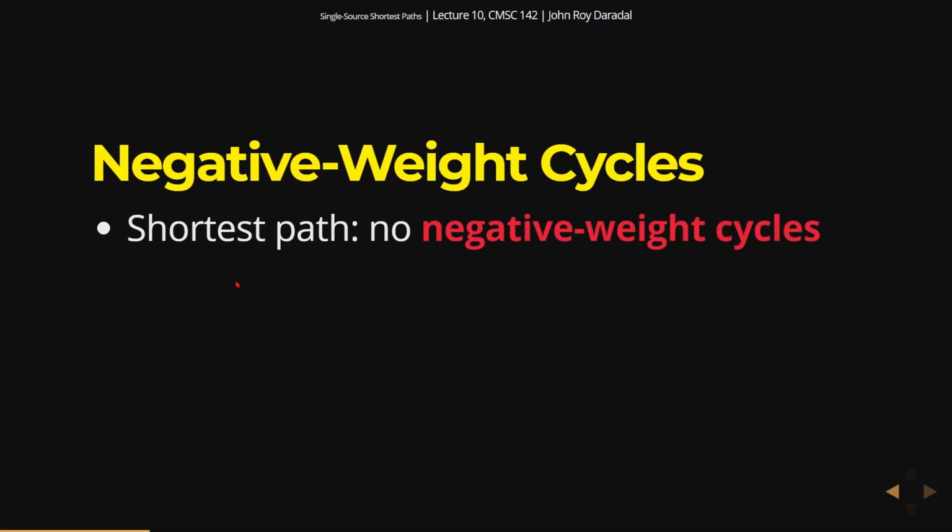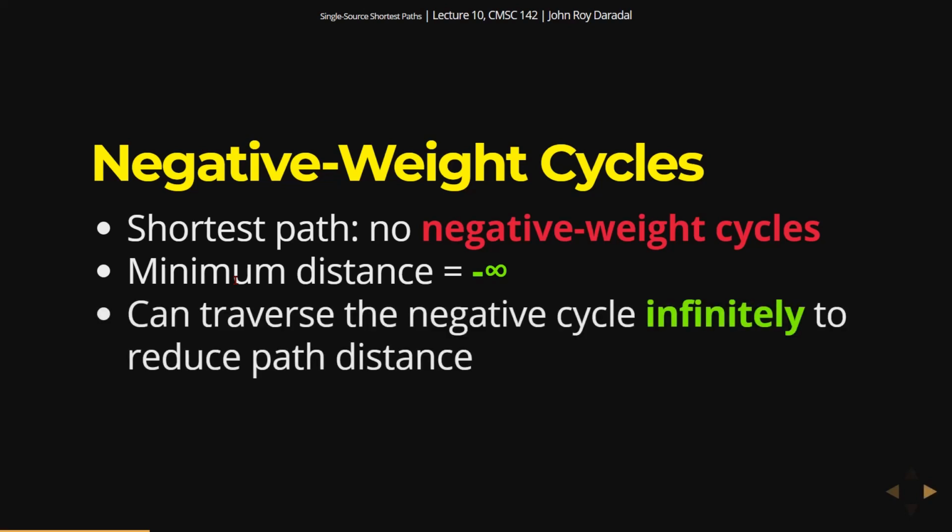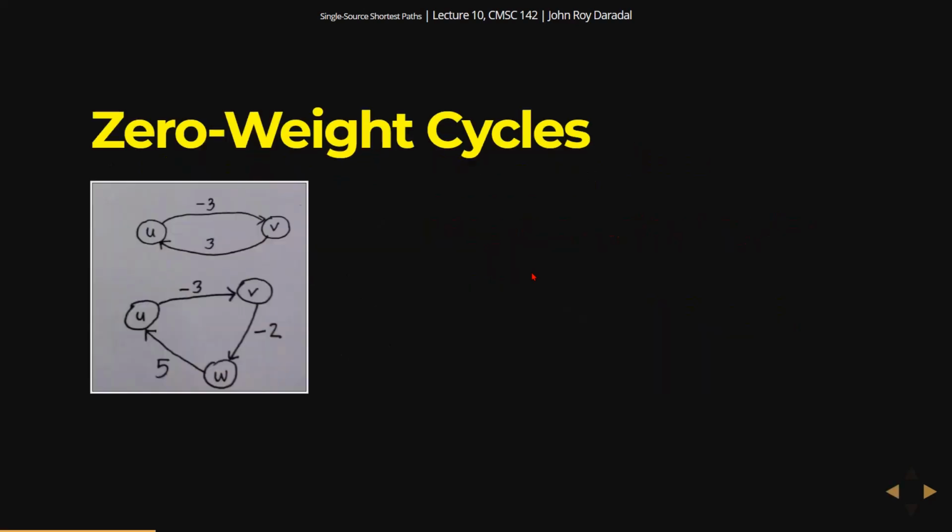Okay, so the shortest path cannot have negative weight cycles because you can just take the cycle as many times as you want until it reaches negative infinity, right? So you can traverse the negative cycle infinitely to reduce the path distance such that you can reach negative infinity as your minimum distance for the path. Okay, so we cannot do negative weight cycles.